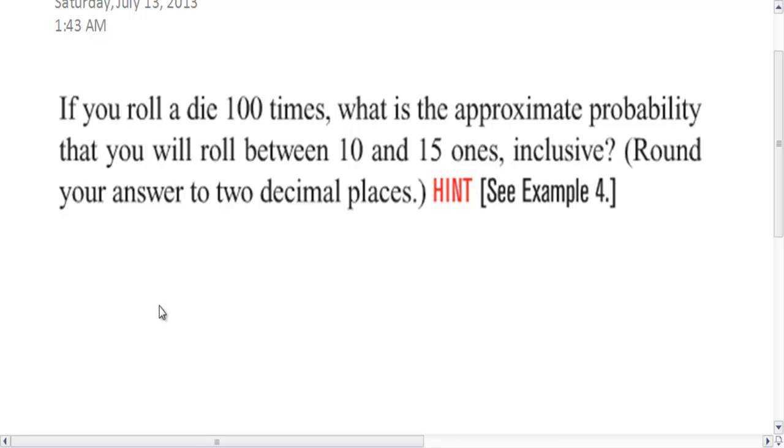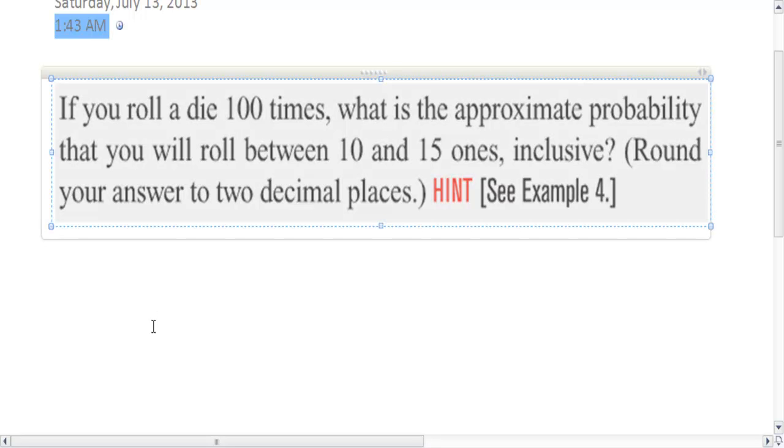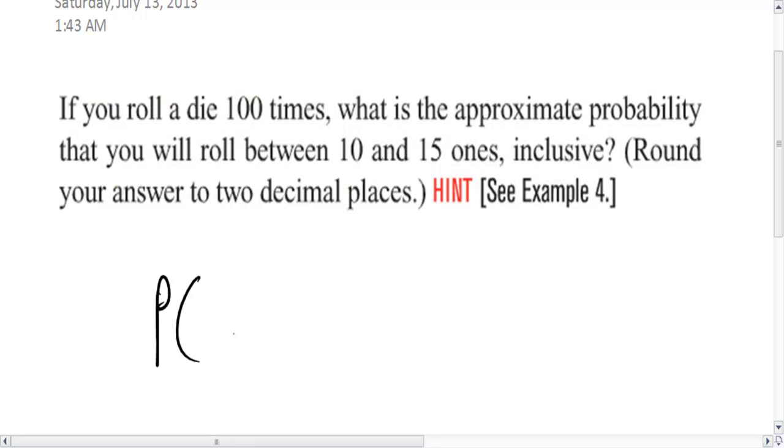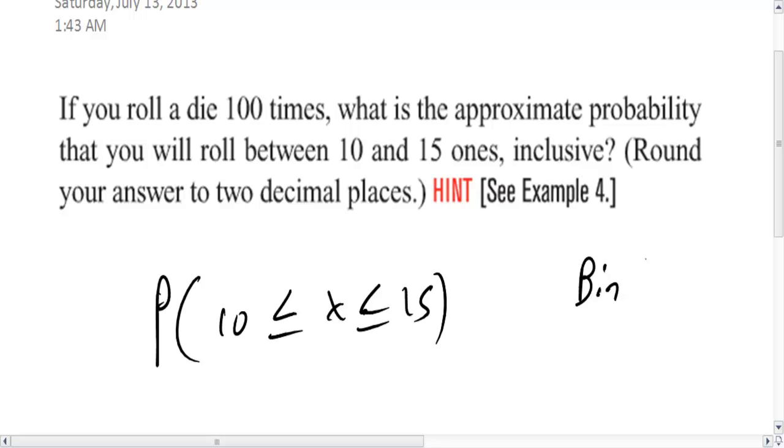Okay, so this problem is saying if you roll a die 100 times, what is the approximate probability that you will roll between 10 and 15 ones, inclusive? So what I'm hearing is, what is the probability that we're going to roll between 10 and 15 ones? Now what I'm hearing here is I either roll a 1 or I don't. So to me, this is implying we are looking at a binomial distribution.